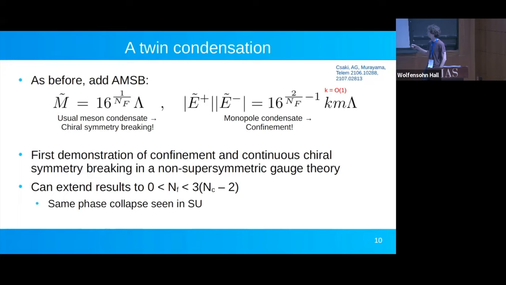Okay, and then this was just for the theory of the monopoles, but in fact, we can use some mass deformations to extend the results to basically all the theories for which AMSB applies. Thank you.